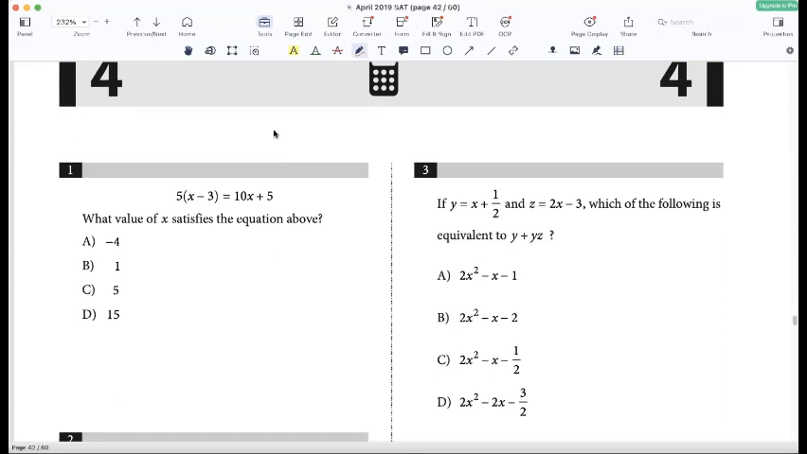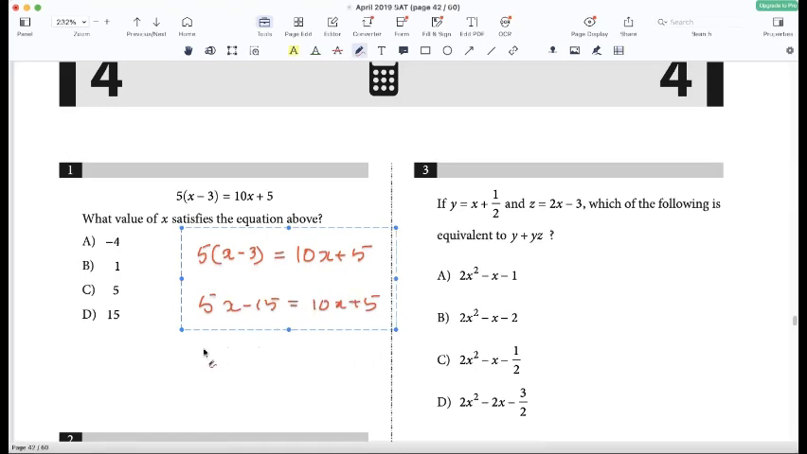Question 1. What value of x satisfies the equation here? 5 times x minus 3 is 10x plus 5. So that's 5x minus 15 is 10x plus 5. So that's minus 5x is 20. So x is 20 by minus 5, which is negative 4. So option A.